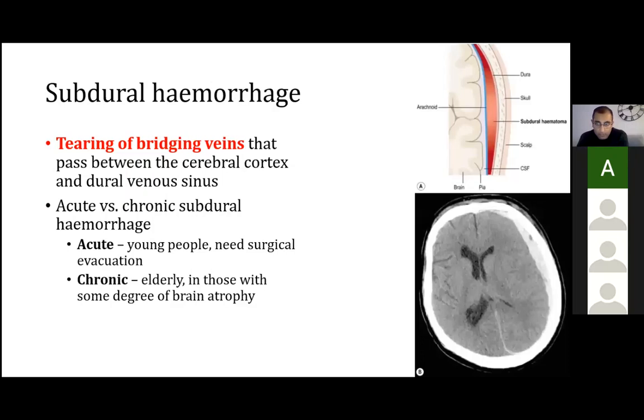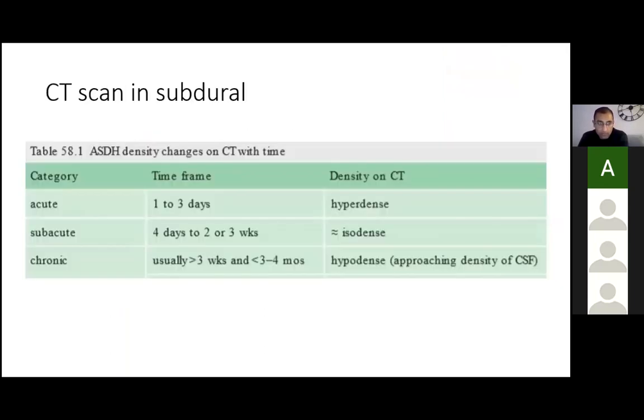Subdural hemorrhage, so this is again due to tearing of the bridging veins. Elderly patients are quite at risk of these because they've got an atrophied brain, so there's already a lot of pressure on these bridging veins. So it can be an acute thing. Again, it could be chronic in elderly patients who've had a fall.